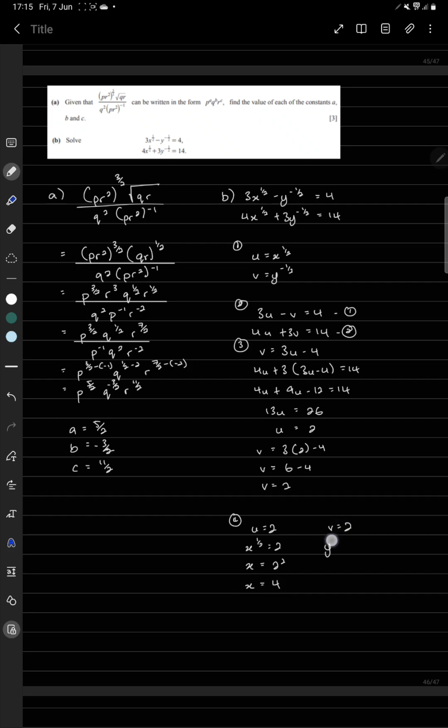Now v is y to the power of -half equals 2. Negative half is 1 over y to the power of half equals 2. Now I'm going to switch the y half and 2. That's the same as doing cross multiplication. But the reason for doing this is because I want to make y the subject. So 1 over 2. Then square root becomes 1 over 2 squared. Then y is equal to 1 over 4. Okay, so therefore your x is equal to 4, your y is equal to 1 over 4.